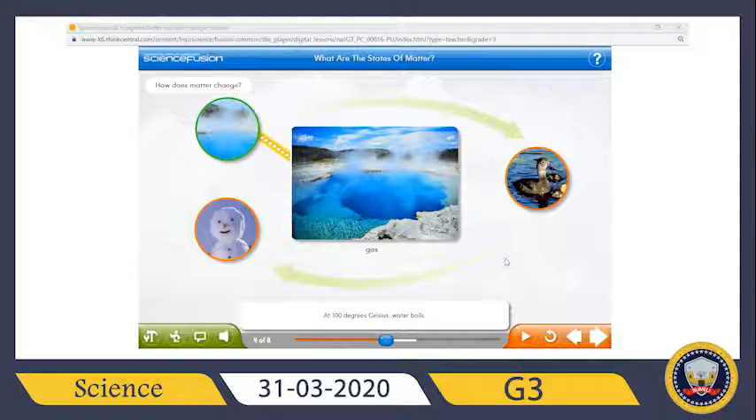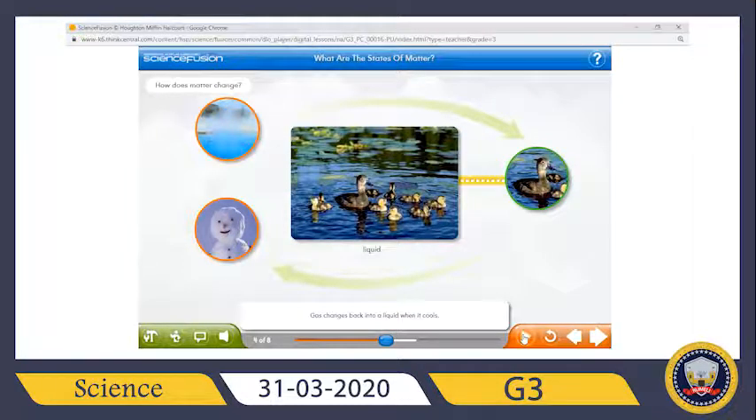Liquid water does not have to boil to become a gas. Water from a pond and sweat on your arm can become a gas without being 100 degrees Celsius. When liquid water becomes a gas below 100 degrees Celsius, it is called evaporation. So, right now let's check the second picture. It says gas changes back into a liquid when it cools. This process is the opposite of evaporation, which is called condensation.